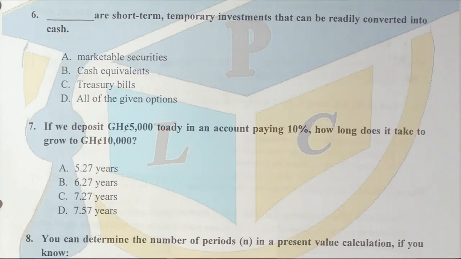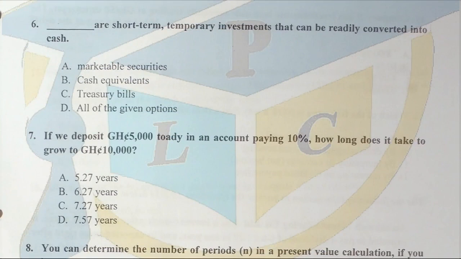So let's move on to question 6. That's a short-term temporal investment that can be readily converted into cash. So what are they? A, marketable securities. B, cash equivalent. C, treasury bills. D, all of the given options. That are short-term temporal investments that can be readily converted into cash.